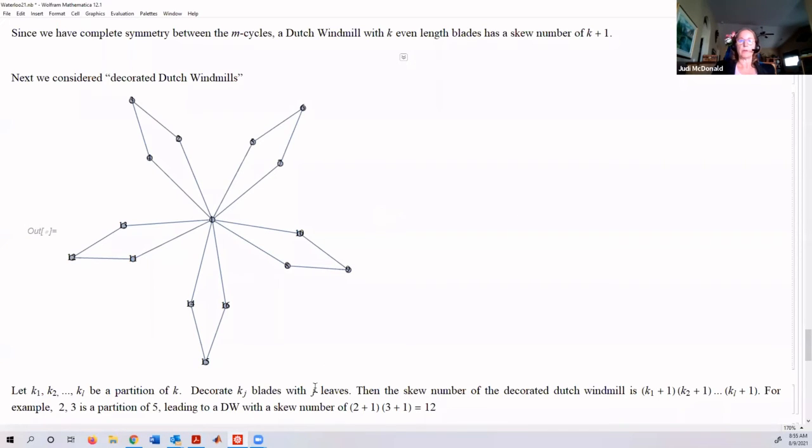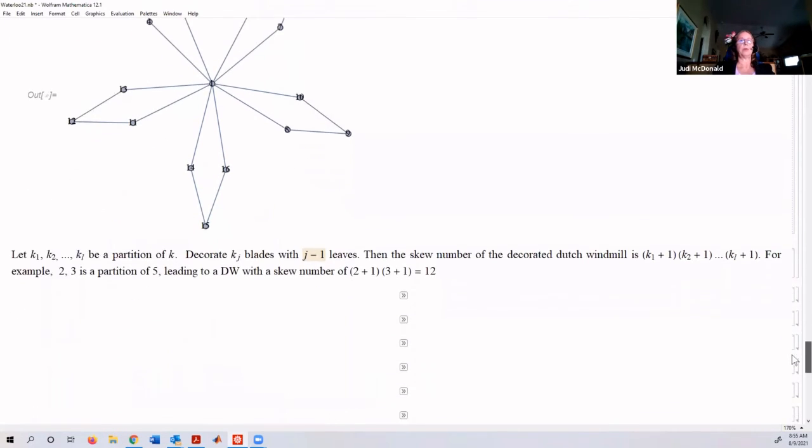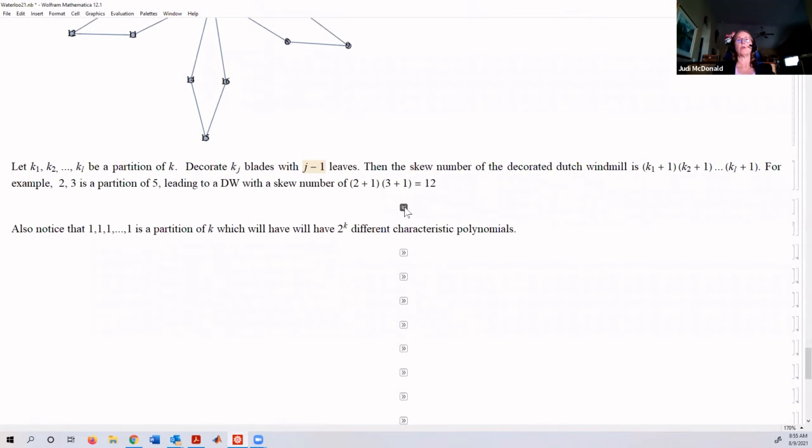Okay, so I'm going to write j minus 1 here so it matches the picture I drew. In the first one, you don't do anything, and then in the second one, you put on one edge, and so on. So composites seem to be pretty easy to get. If I do a 1, 1, 1 partition of my K blades, so nothing on the first blade, one edge on the second blade, two edges on the third blade, and so on, I get 2 to the K different characteristic polynomials.